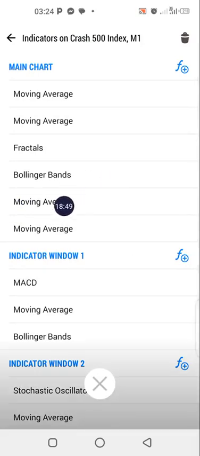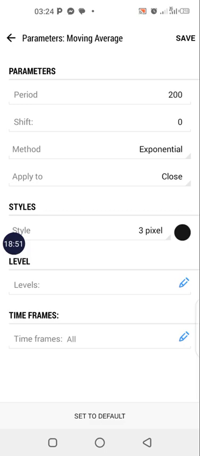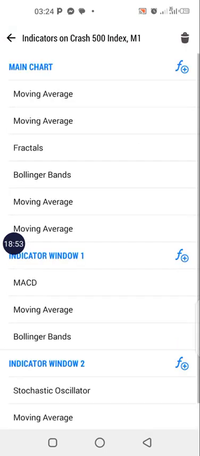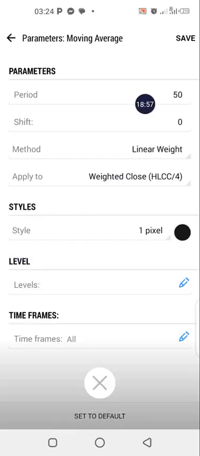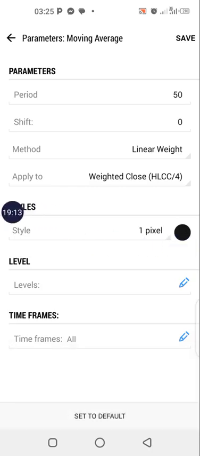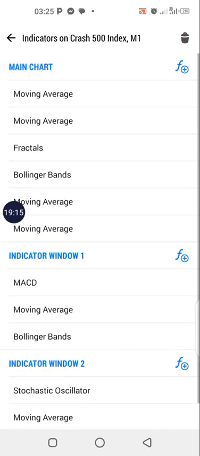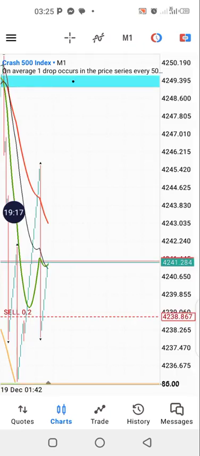Then we go to the third moving average. It's only 3 you need. We have period 50, shift is 0, method is linear weighted, applied to weighted close, all the same thing. Then style 1 pixel, and I use black. You can use 3 pixel if you want. So that's all the indicators for this setup.